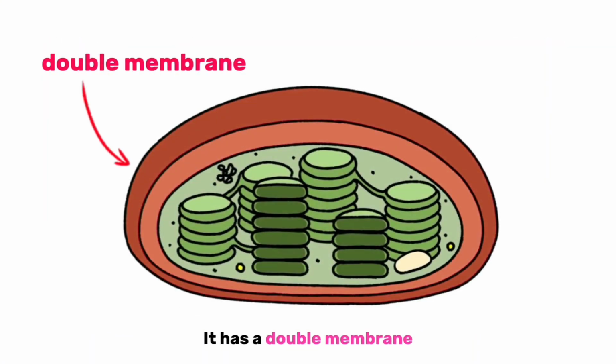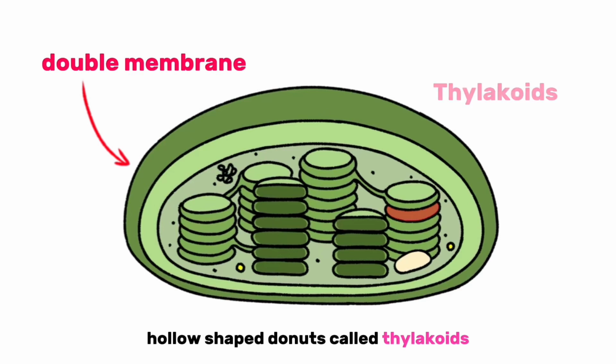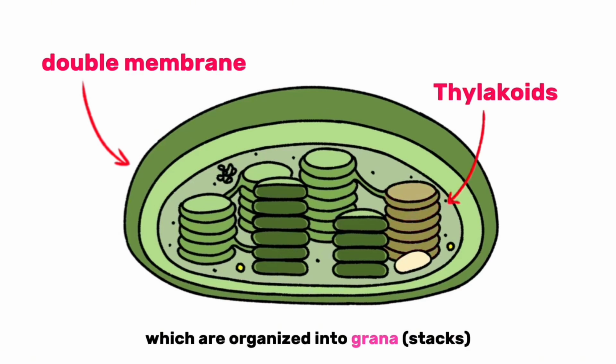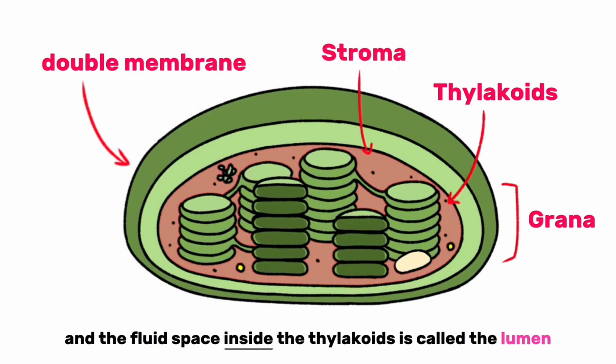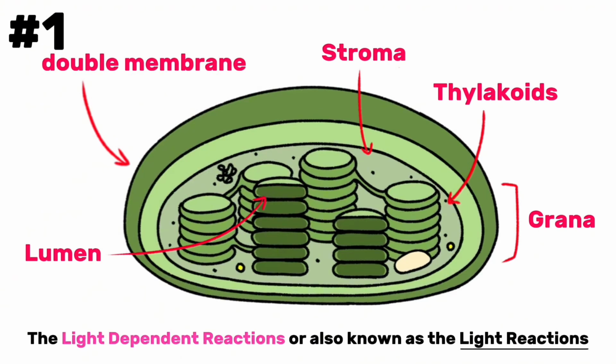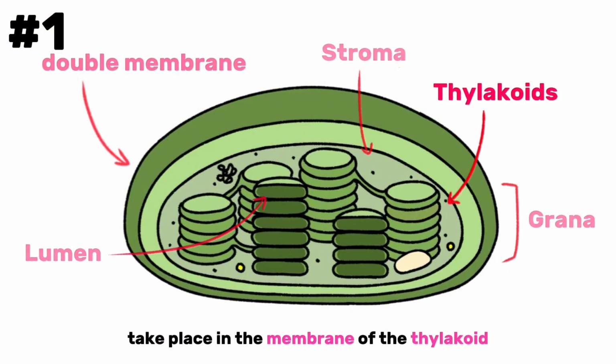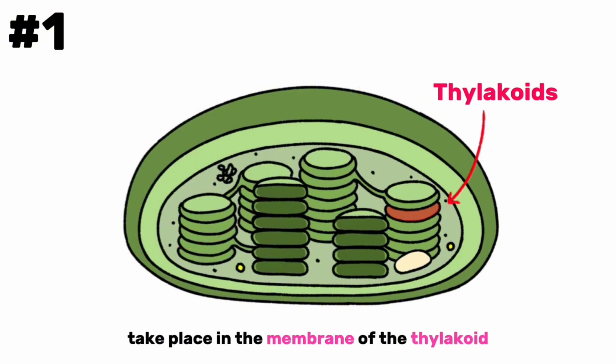It has a double membrane and hollow-shaped donuts called thylakoids, which are organized into grana. The fluid-filled space surrounding thylakoids is called the stroma, and the fluid space inside the thylakoids is called the lumen. The light-dependent reactions, also known as the light reactions, take place in the membrane of the thylakoid.